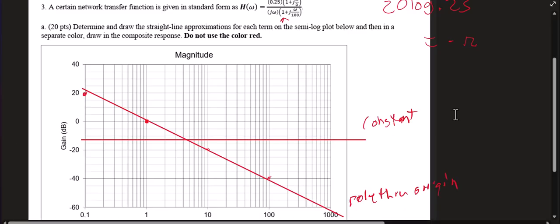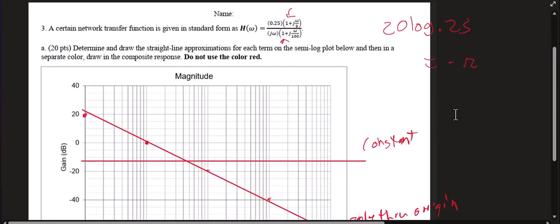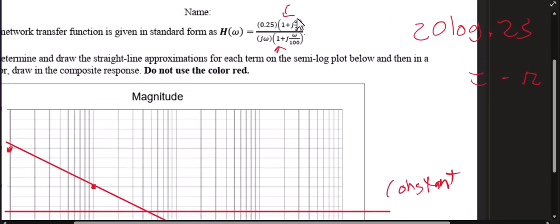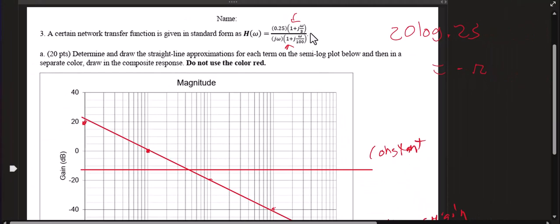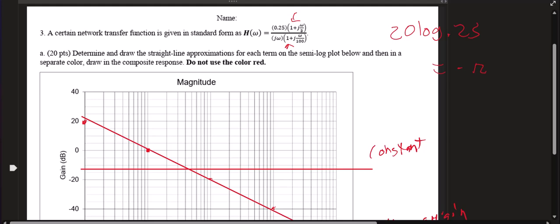Next, I have something in the numerator. That's going to be a simple 0. A simple 0 has a corner frequency of whatever is underneath that omega. It's a 3. So it will be 0 until I get to 3.